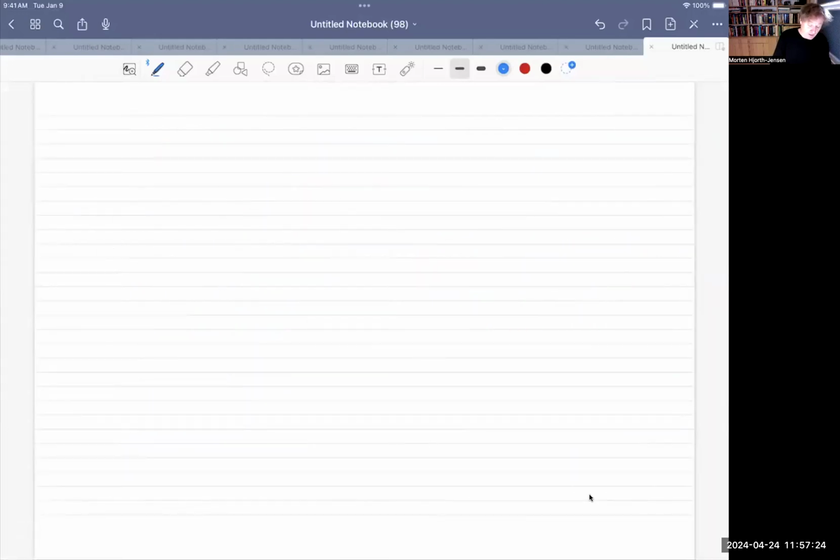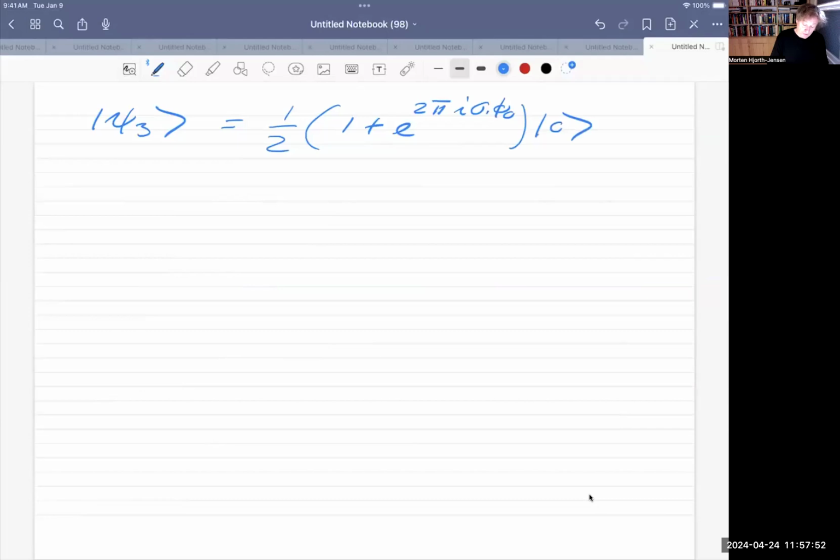So psi 3, after we have now performed the Hadamard transformation on this qubit, transforms into 1/2, so the 1/2 is just a 1 over square root of 2 times the previous 1 over square root of 2, and then we have 1 plus e of 2 pi i 0 phi 0, and this is multiplied with qubit 0, plus a similar factor of 1/2 of 1 minus e of 2 pi i 0 phi 0, and multiplied with 1 here.